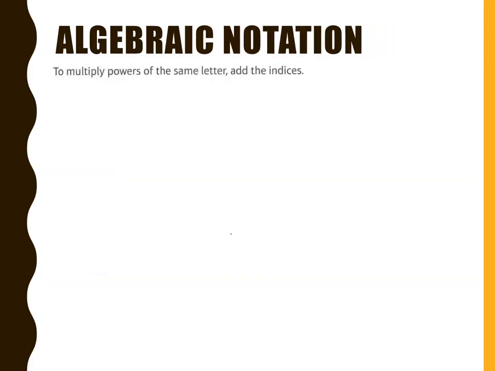Okay, algebraic notation. To multiply powers of the same letter, you add the indices. So in this case, it will be 2 to the power of 6. X squared times x to the power of 4 is x to the power of 6. And this will be y to the power of 11. Remember, it's the same letter. You add the indices. Same letter, you add the indices.